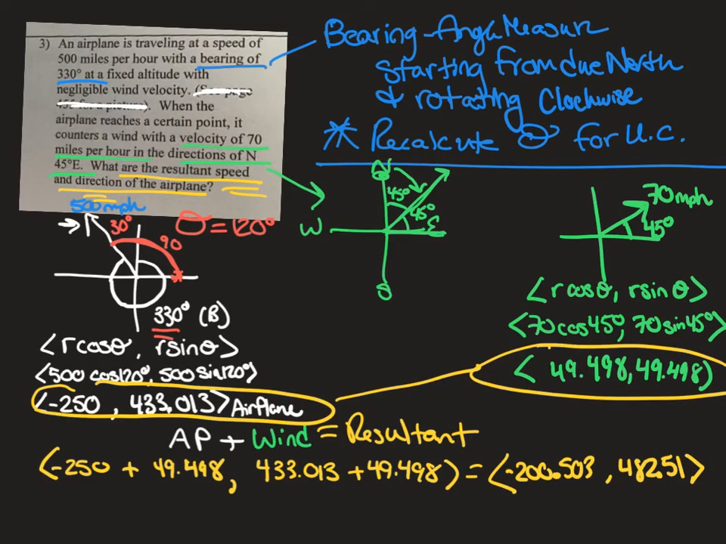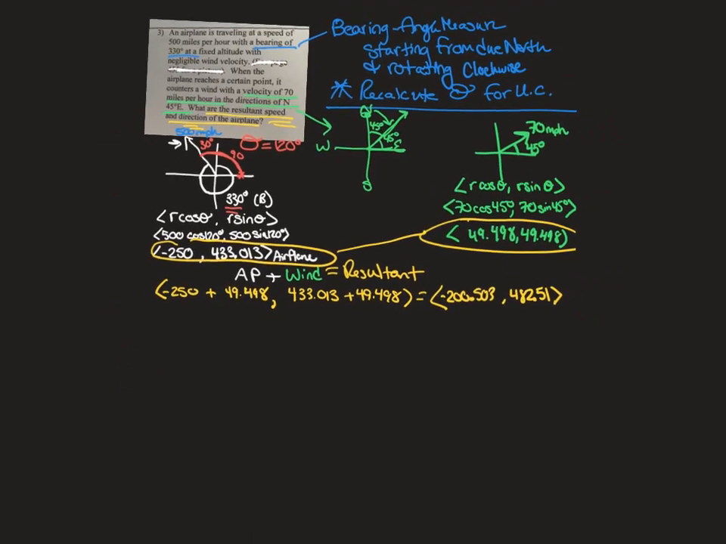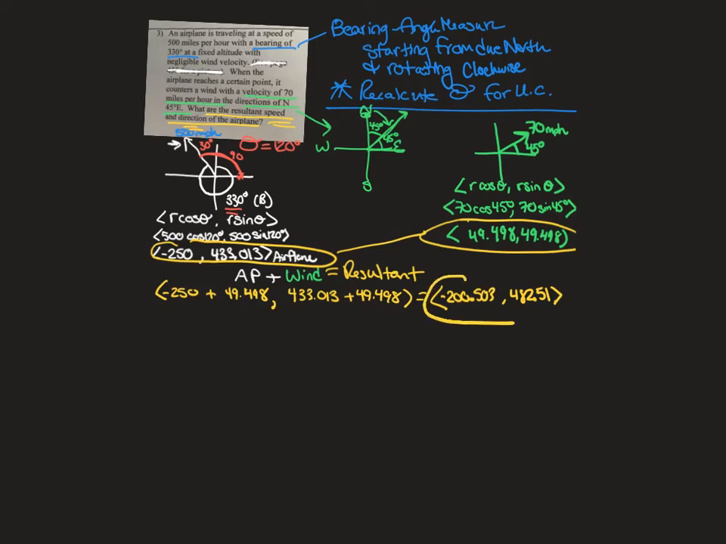So let me shrink everything down real quick, because here's what we really need to do. I had to find this vector right here. This is my resultant vector. But from this vector, I need to find its speed and angle. To get the speed, you're really just finding the magnitude.